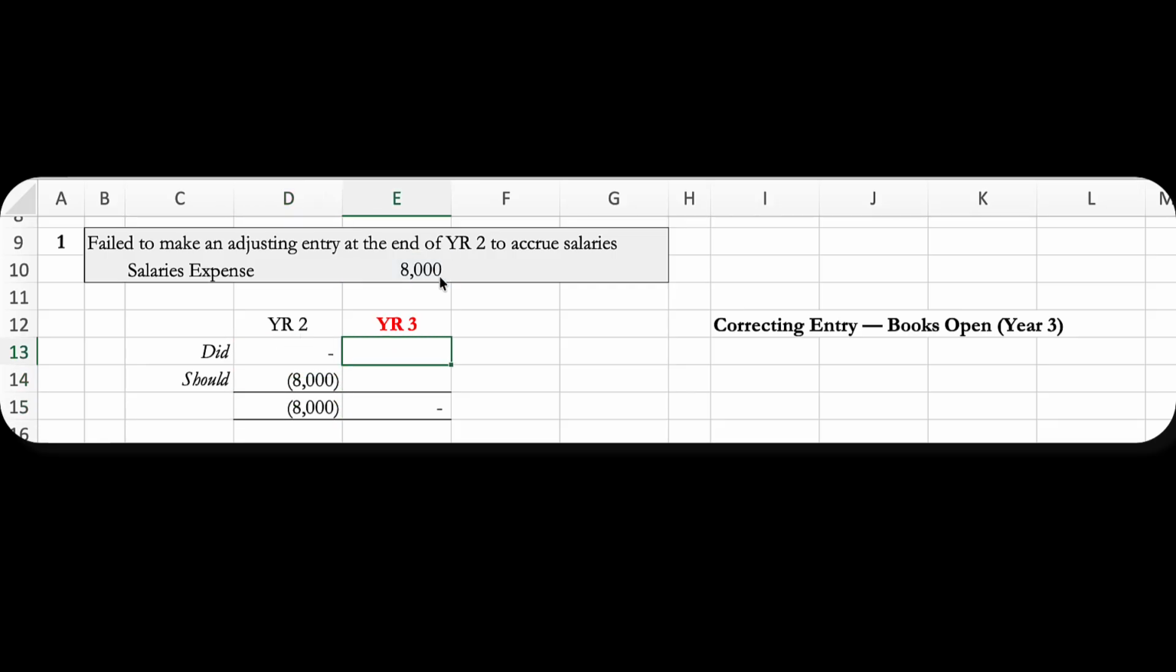In year 3, what did they do? That's when they recognized the expense, when those salaries were paid, but they should have recognized them when the salaries were earned. So they should not have recognized anything in year 3. I'm going to put a 0 here.